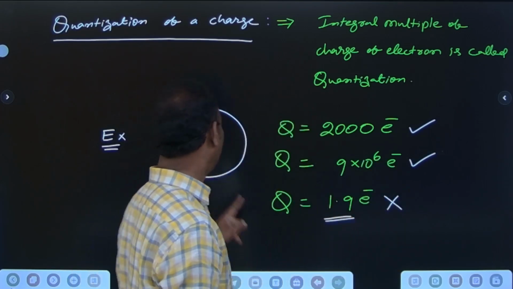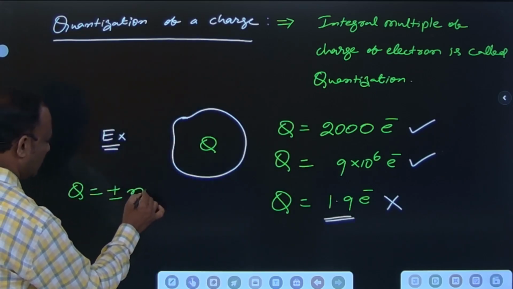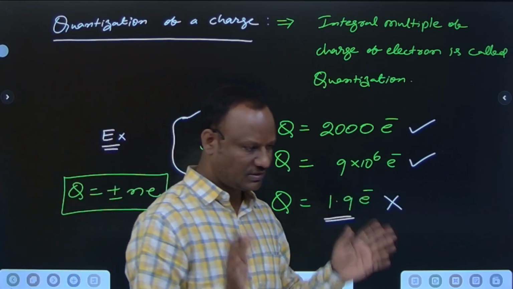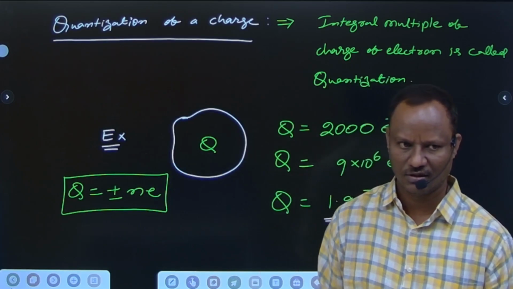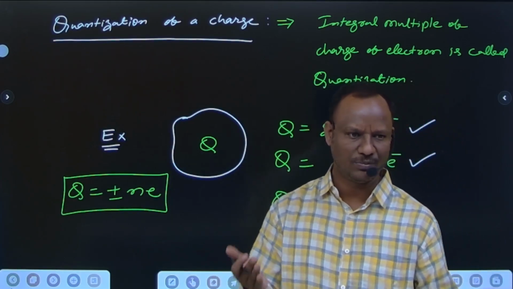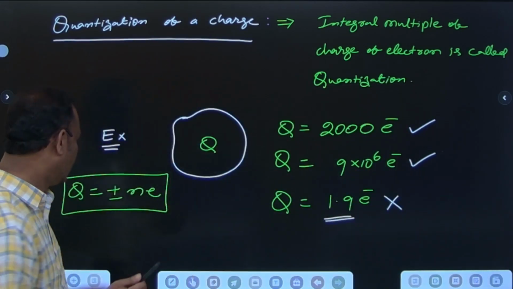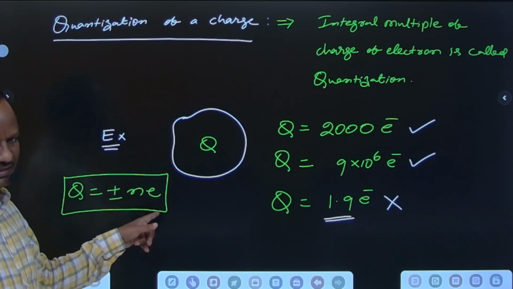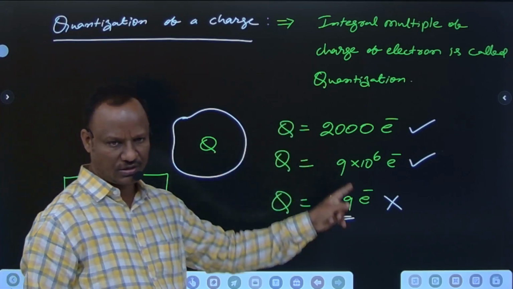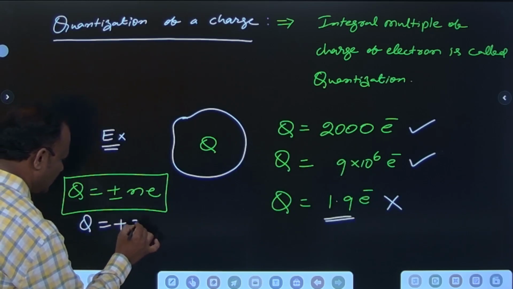So that's what I'm saying. How many electrons does the body have? Q is equal to plus or minus Ne. 1.1 electron is either 1 electron or 2 electrons; 1.1 electron is meaningless. So here Q is equal to plus or minus Ne. E is the charge of electron. You got the point now from here. So I can say this: Q is equal to plus or minus Ne.